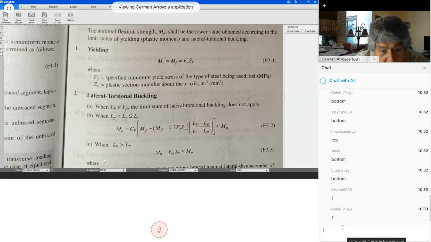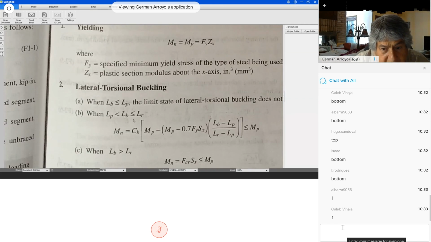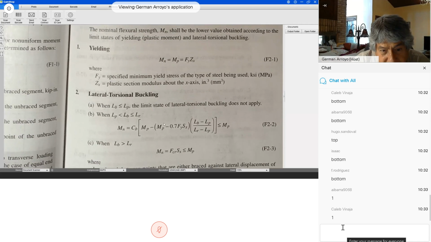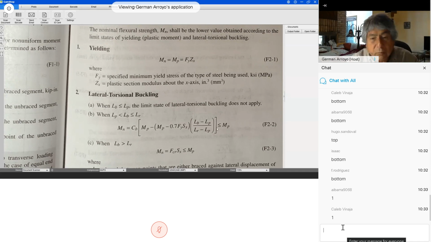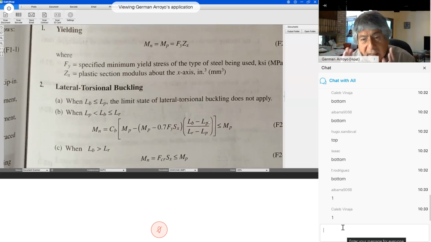Look, whenever your unbraced length is between L sub p and L sub r, this is lateral torsional buckling. This is C sub B. This is M sub p. Linear equation, M sub p. This is what they also call M sub r, 0.7 Fy Sx. This is the difference between unbraced length and L sub p, L sub r minus L sub p. They have to be smaller than M sub p. Nothing can be larger than the plastic moment.